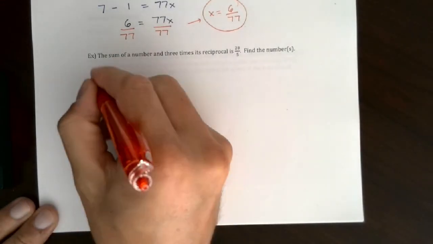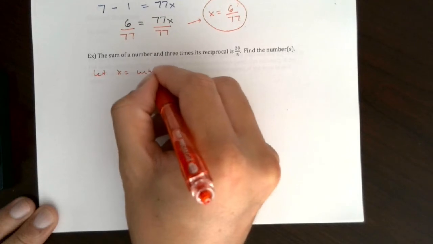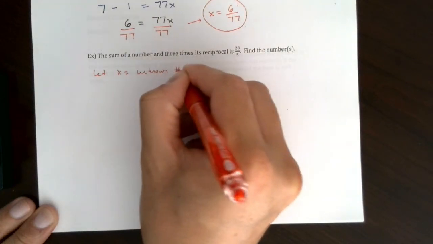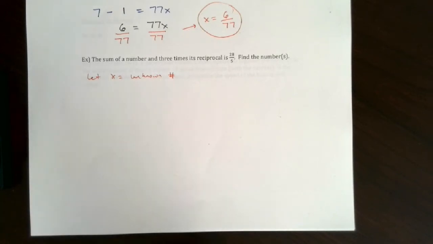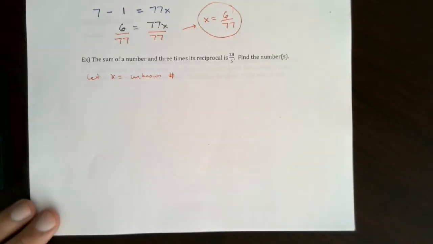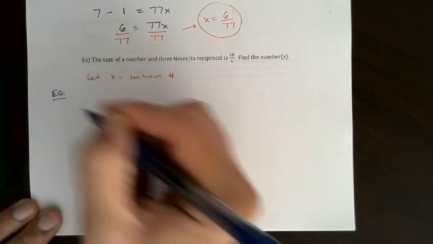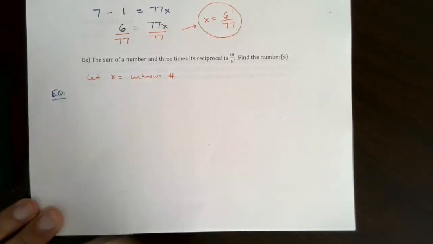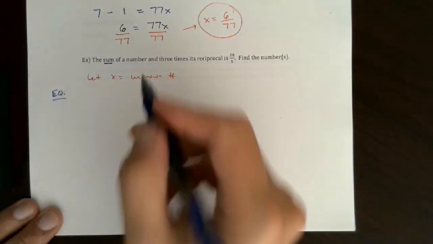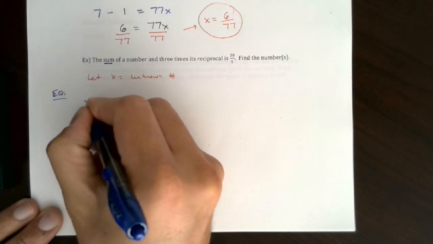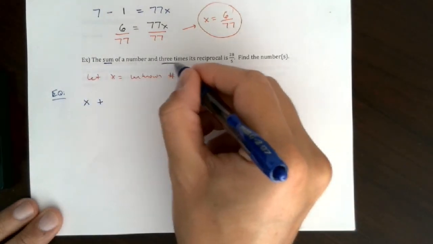So we're going to let x equal the unknown number, and then from there we're ready to set up our equation. Now remember, the equation comes from the words in the problem. So we say the sum. Sum means we're using addition, remember. So of a number, x is the number. So we'll have x plus, this is the sum, 3 times its reciprocal.